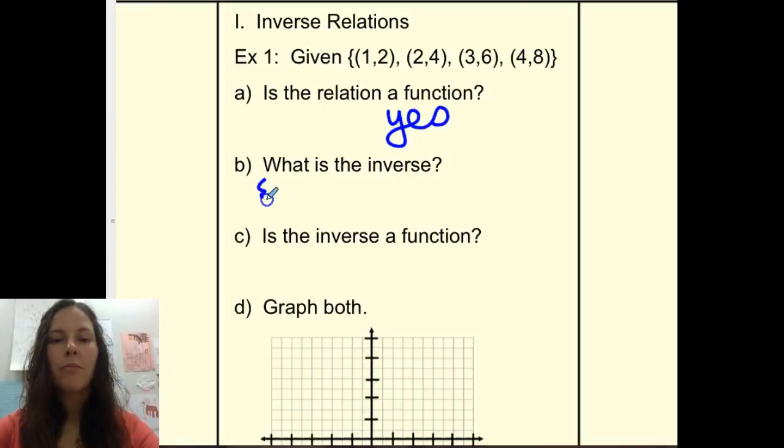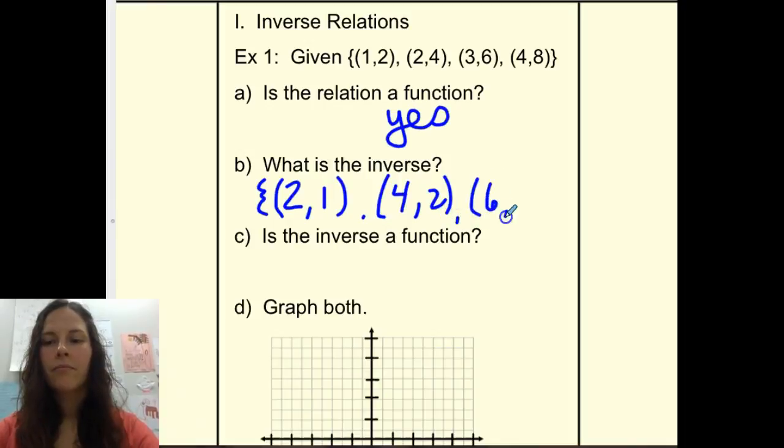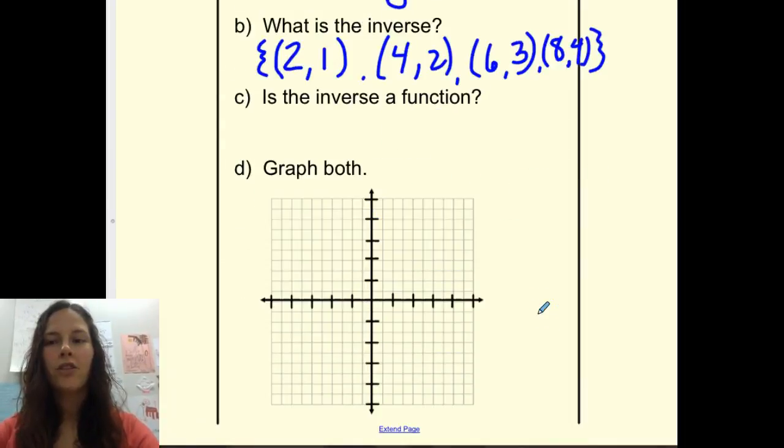For the inverse, remember what we saw on that vocab page. The x and the y values switch to get the ordered pairs for the inverse. So notice I took those original ordered pairs and switched them around. All of the x values became y's and all of the y values became x's. Is the inverse a function? Checking the x values this time, they are all still unique. So yes, we do have a function.